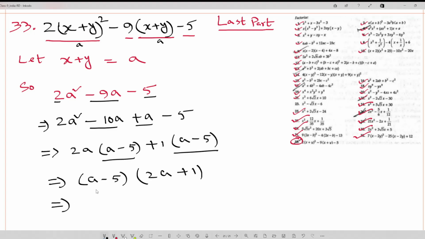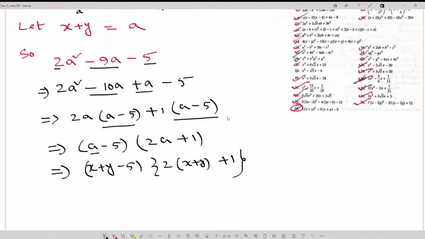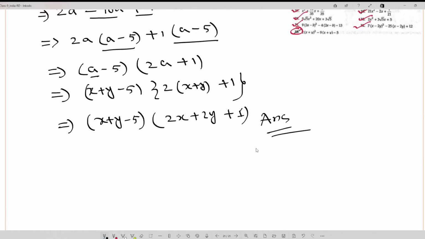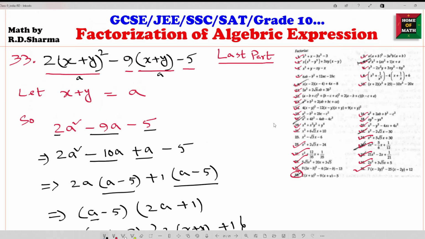Now we return x plus y. So we can write x plus y minus 5 instead of a, and here is also 2 times (x plus y) plus 1. So here is (x plus y minus 5) and (2x plus 2y plus 1). This is our answer.